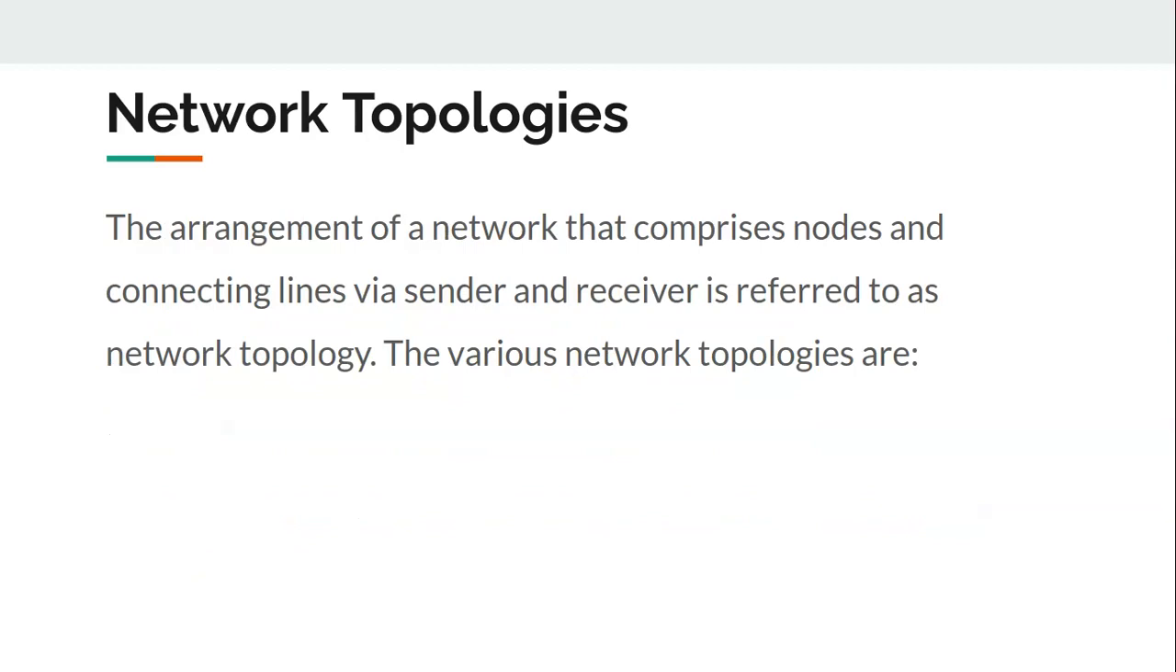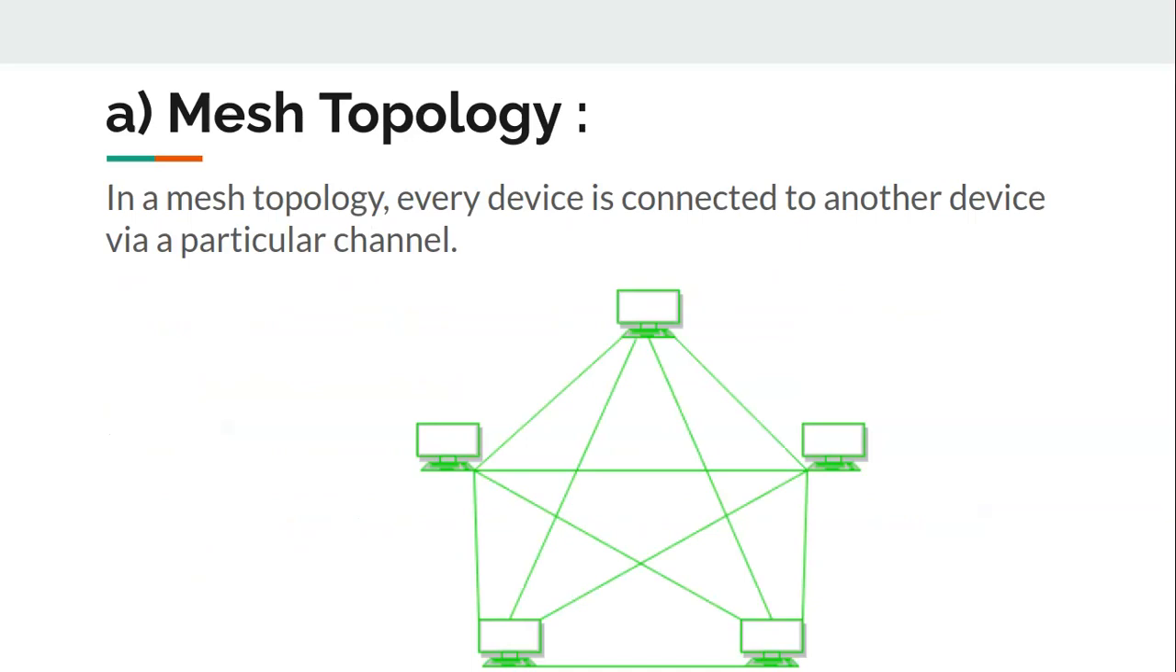So there are various types of network topology, and the first we're going to be looking at is the mesh topology. And we say in a mesh topology, every device is connected to another device via a particular channel. So here, as you can see, this is a node, this is another node, this is another node, and these are the connecting lines. So basically, every device is connected to another device, and there's a particular channel through which all of those devices are connected to each other.